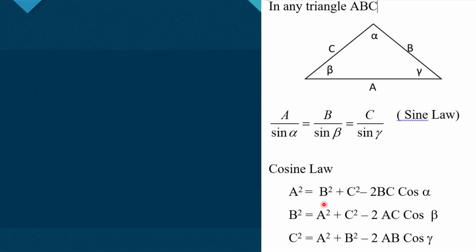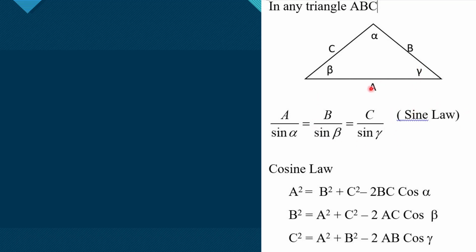Now, we have already learned the sine law and cosine law, right? If A, B, C are the sides of the triangle and alpha, beta and gamma are the angles, then A divided by sine alpha will be equal to B divided by sine beta, which will be equal to C divided by sine gamma. This is sine law, right?